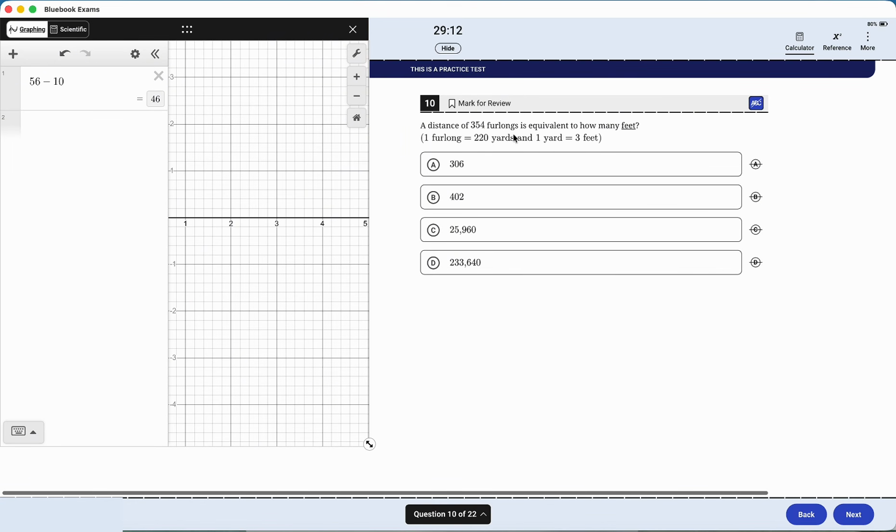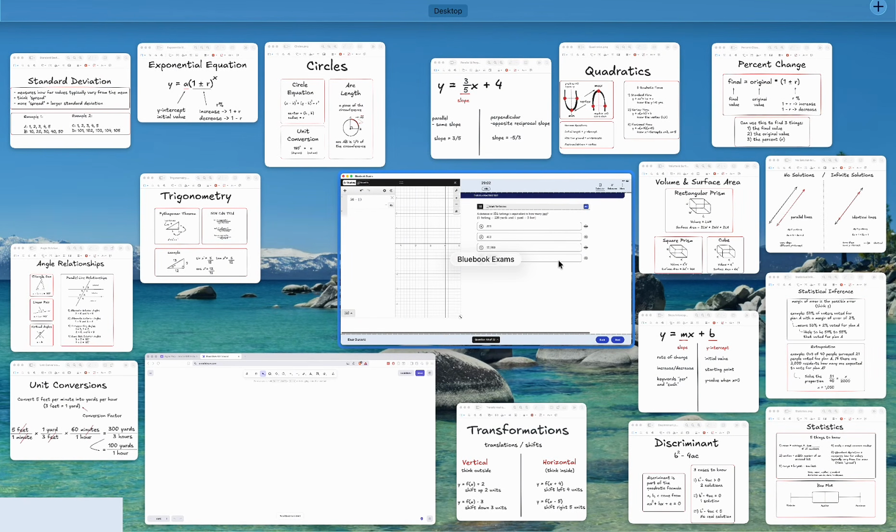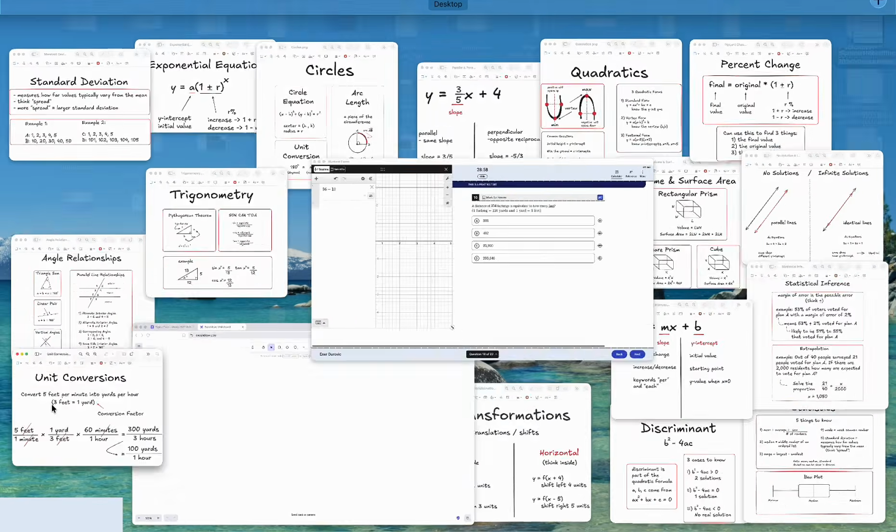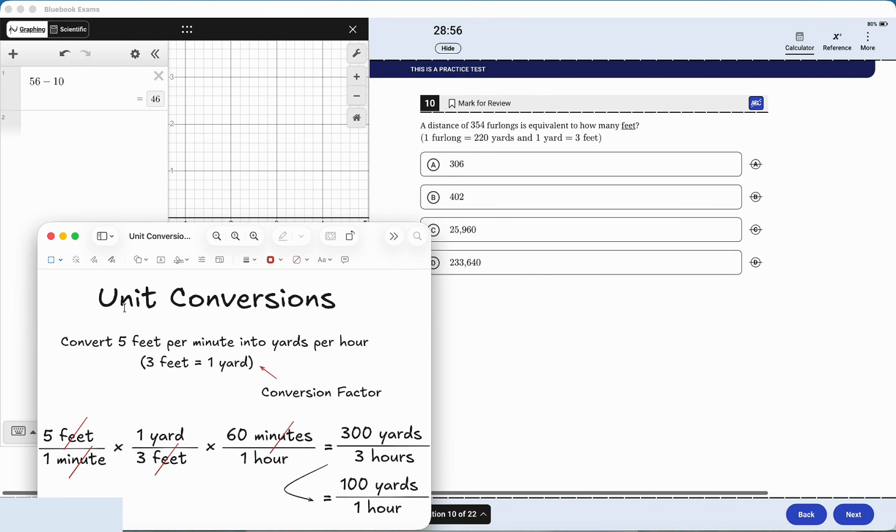Next one, conversion problem. We have a distance of 354 furlongs, right? And they want to know how many feet. They'll usually give you all the conversions you need, except really basic ones like time. They won't give you minutes to seconds, things like that. But conversions, where's our unit conversions? Over here. Basically, if you've done chemistry, you should be comfortable with this. This is just dimensional analysis, right? Just write it so your units line up.